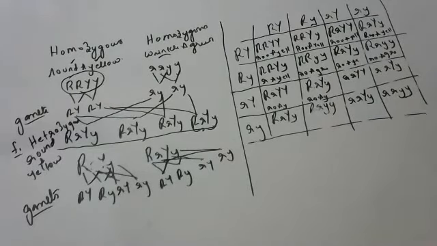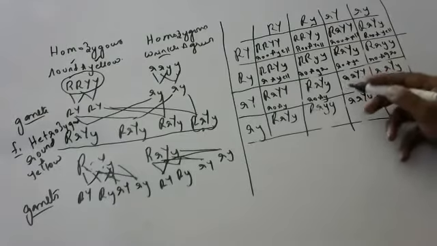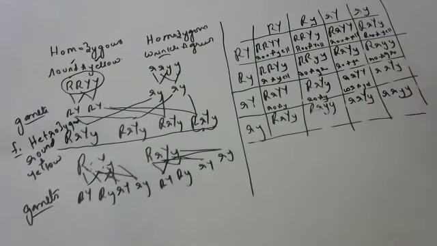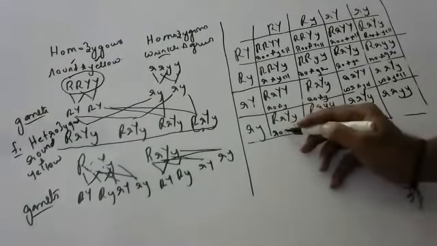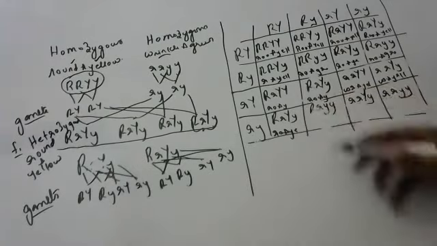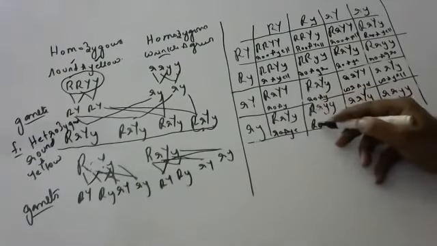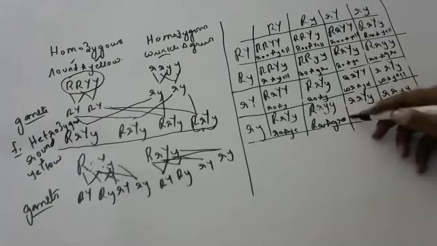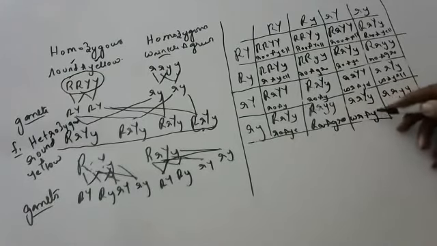No, wrinkled. Smaller, smaller. Wrinkled and yellow. Can anyone say how does it look? Wrinkled and yellow. Can anyone say how does it look? Round and yellow. How does it look? Round and yellow. Round and green. How does it look? Wrinkled and yellow. Can anyone say how does it look? Wrinkled and green.